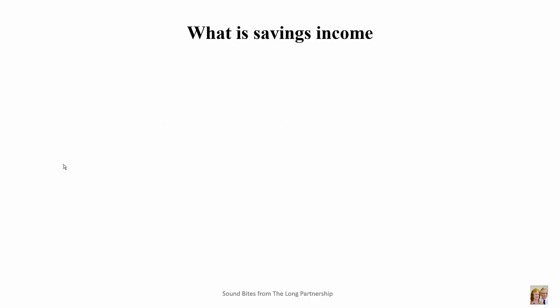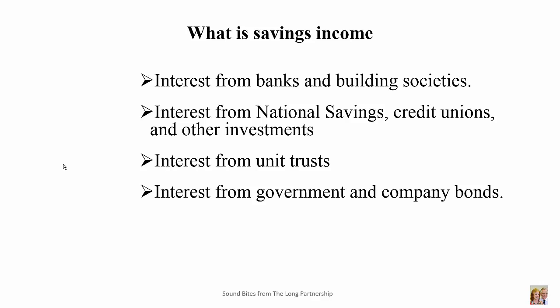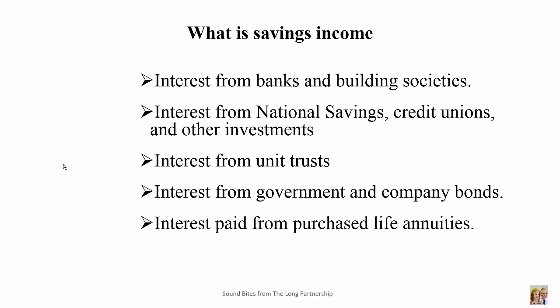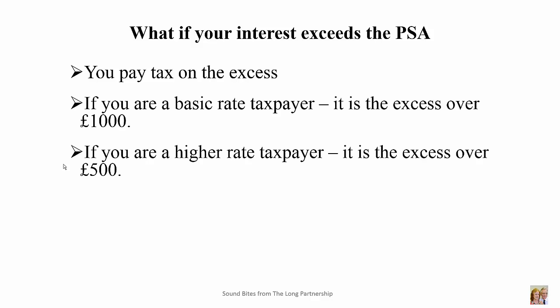The interest covered by the personal savings allowance is pretty much what you'd expect. It's all bank and building society interest, national savings, interest from unit trusts, governments and company bonds and the like. So what happens if the interest you receive exceeds your personal savings allowance? Well, it's pretty straightforward really. You pay tax on the excess.